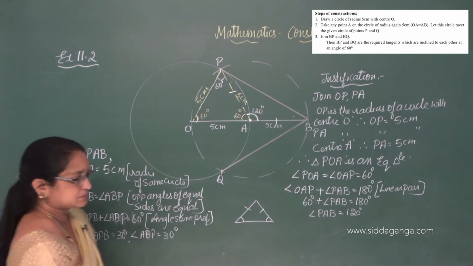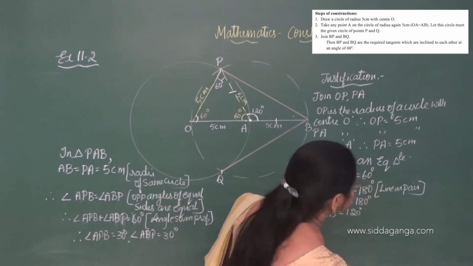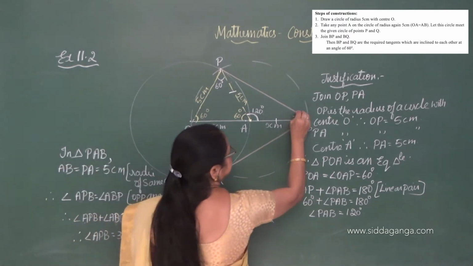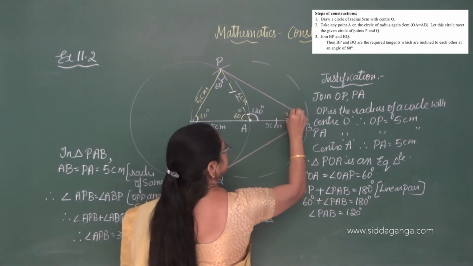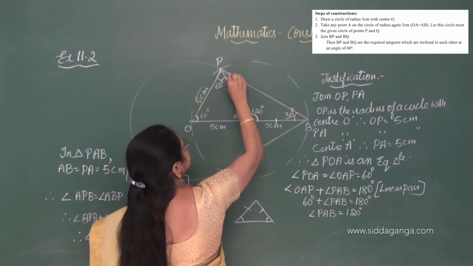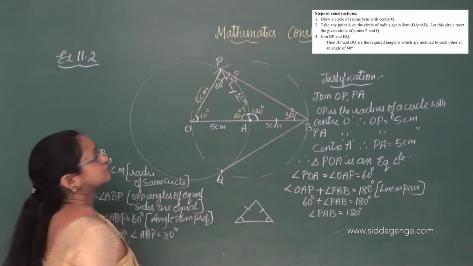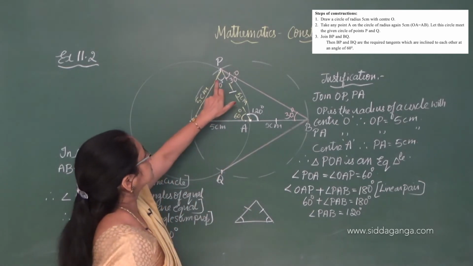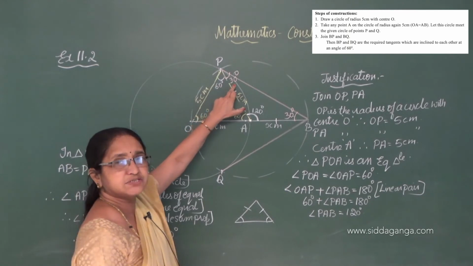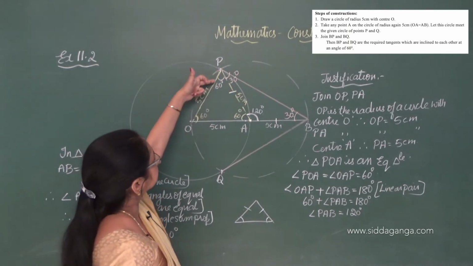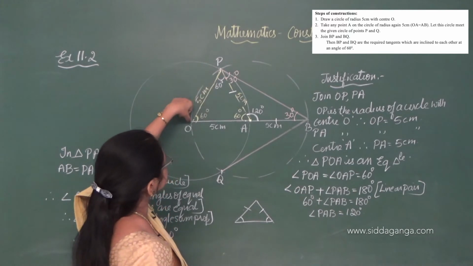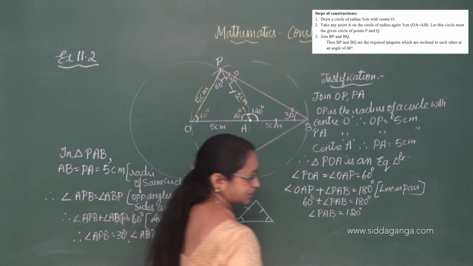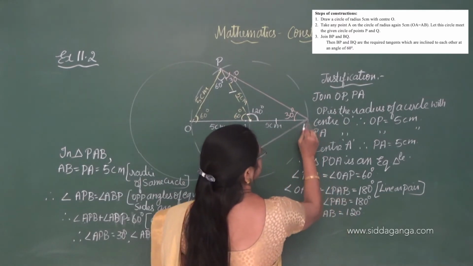Means what does this say? See here, this is very important step. ABP means this is 30 degree and this is also 30 degree. Okay, what I am trying to prove, see here, now just total 60 plus 30 is how much? 90 degree, means here this angle is 90 degree, that is OPB is 90 degree. See, this is B, I hope you can see this is B.